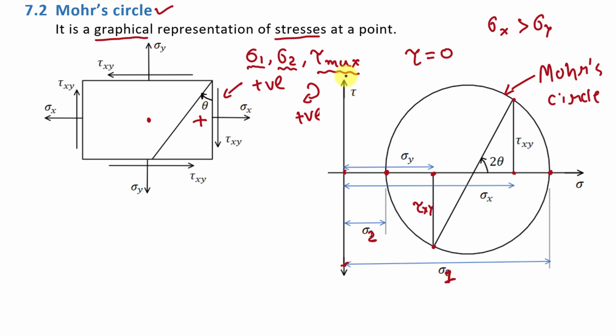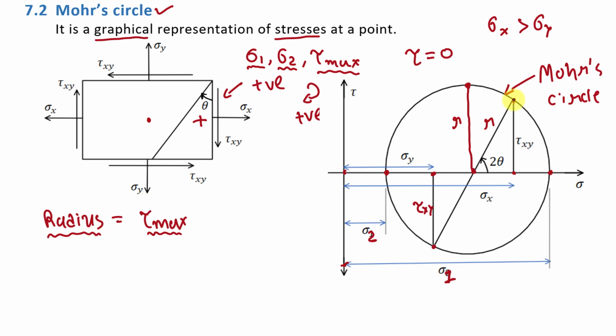Now here maximum value of shear stress is at this point. Here if we draw one line from this point to this point, then it will be radius of this Mohr circle. And here radius of this Mohr circle gives maximum value of shear stress, that is tau max. So we can write that radius of Mohr circle is equal to tau max. And here from this point to this point this line shows radius of this Mohr circle. So from here we can find out value of tau max, meaning we can find out value of radius.